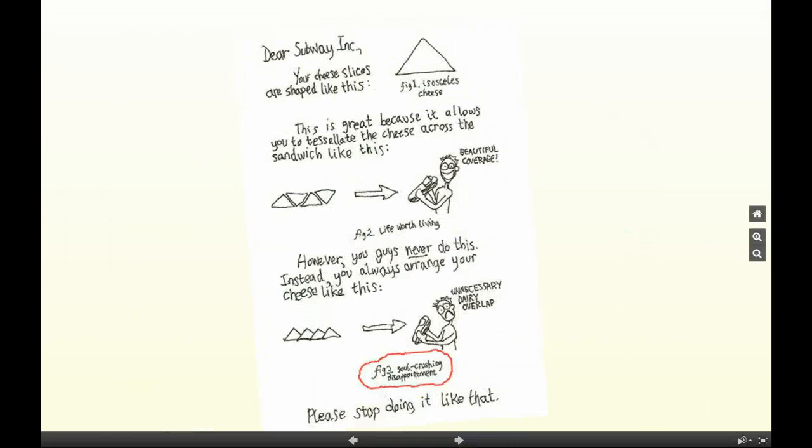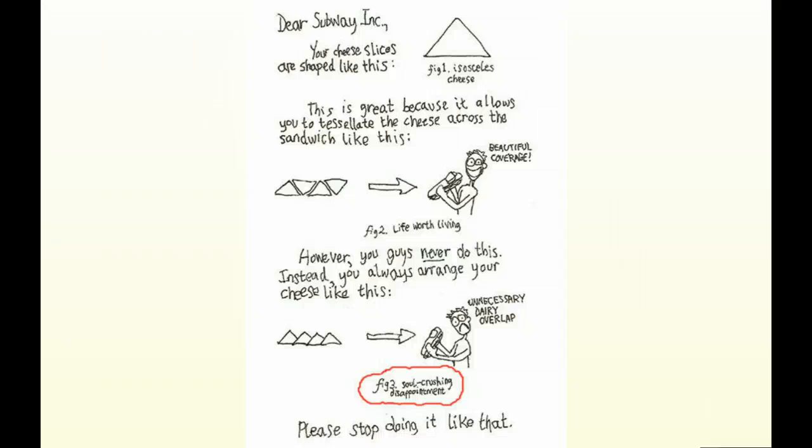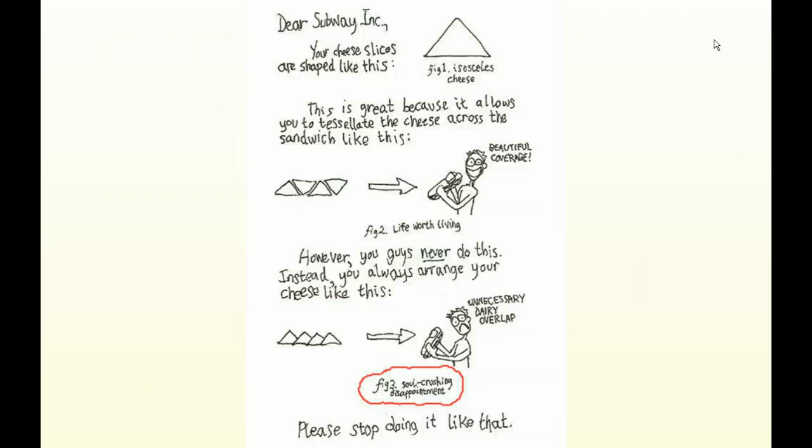This is a letter that I found on the internet that I like to show my students. Dear Subway, your cheese slices are shaped like this, isosceles triangles. This is great because it allows you to tessellate the cheese across the sandwich like this. Beautiful coverage, life worth living.